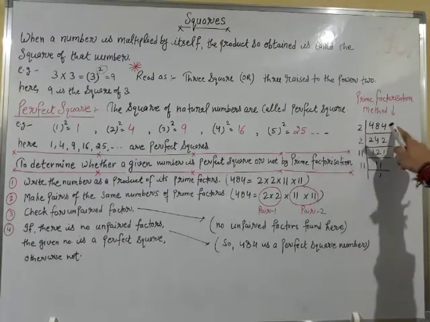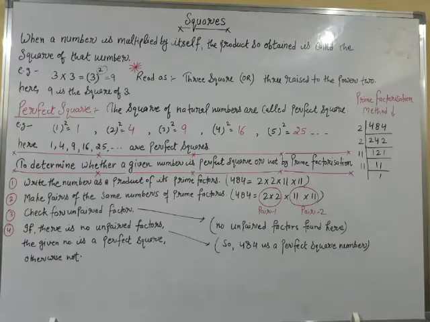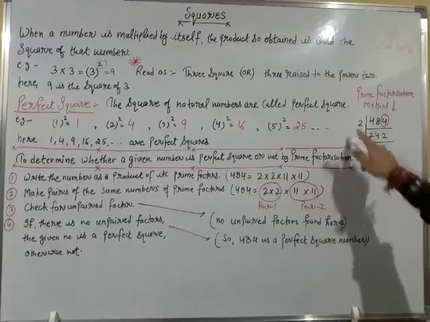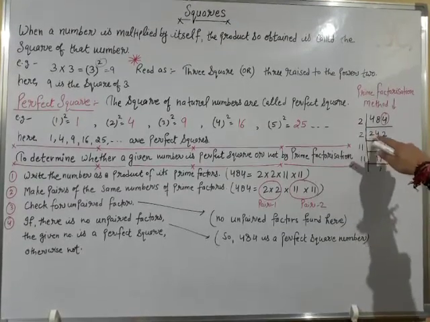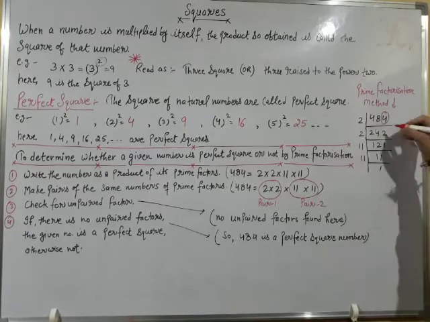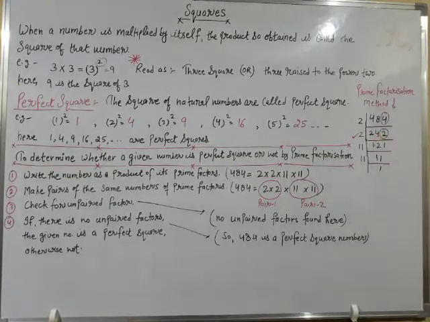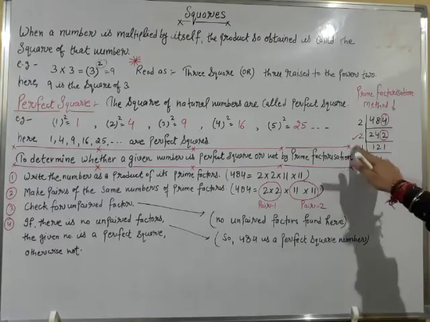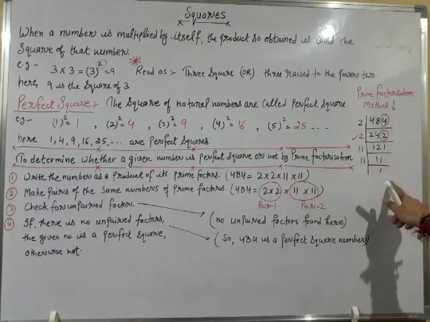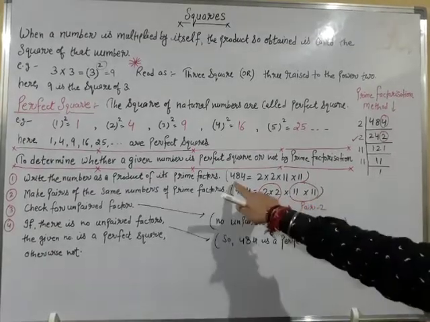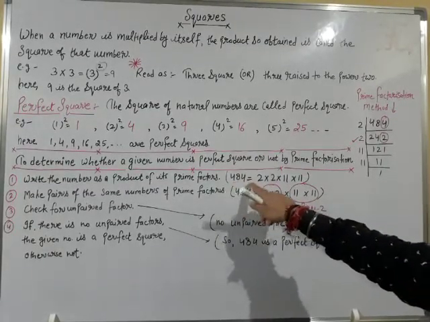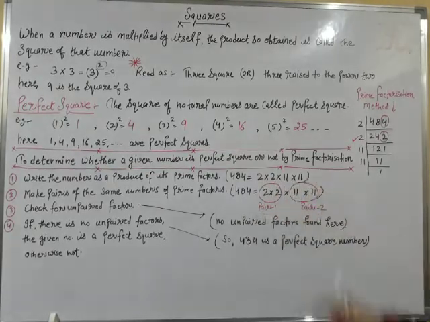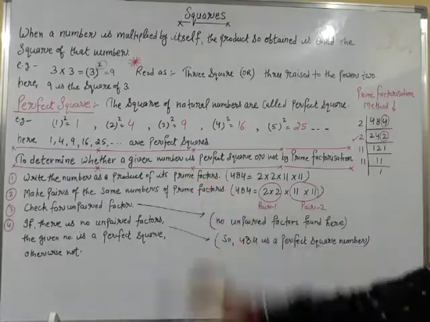484 is divisible by 2 because its unit digit is 4. After dividing by 2, we got 242. Again its unit digit is 2, so it is divisible by 2. After dividing it by 2, we get 121, which is divisible by 11 and further divisible by 11. So we got the prime factors of 484 are 2 multiplied by 2 multiplied by 11 multiplied by 11. So our first step is complete.